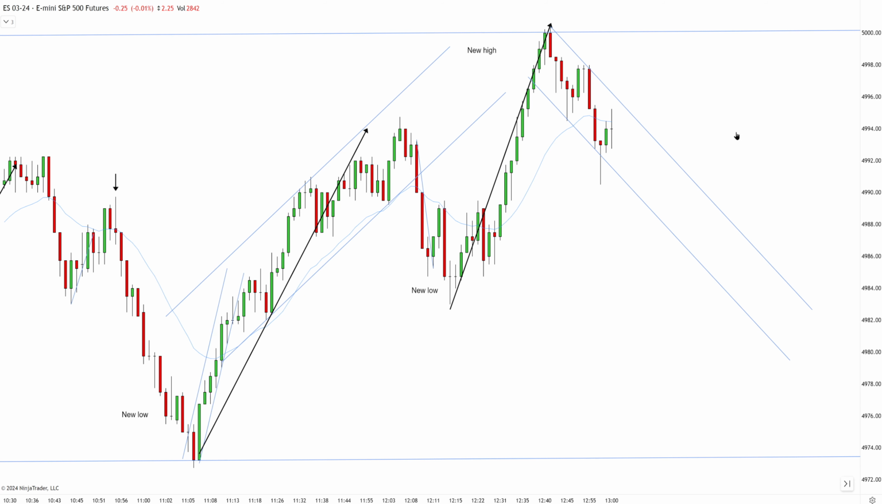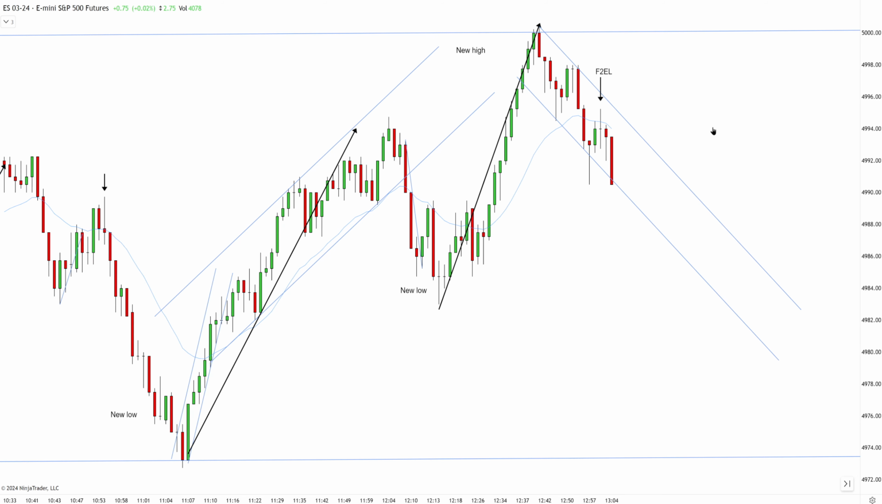We have a failed second entry long: new high, first entry long, second entry long failure. Actually, it would have been a tempting setup, but the signal bar on my chart is a pure doji. New high, first entry long, second entry long. You know, this is a pure doji. This is ugly. Once again, another aggressive setup due to the signal bar.